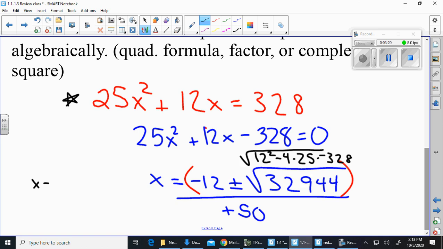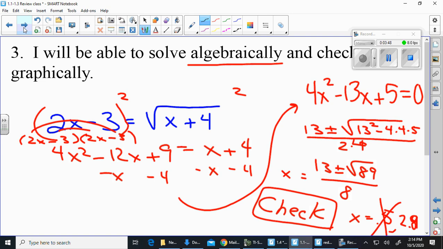So I get 3.39. I do the same thing, but instead of adding, I do negative 12 minus that square root divided by 50, and I get negative 3.87. Algebraically means I showed that work. So I need to be able to do a quadratic.